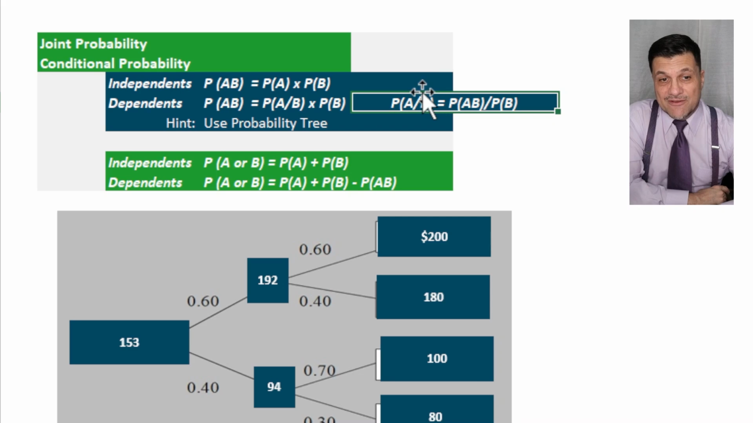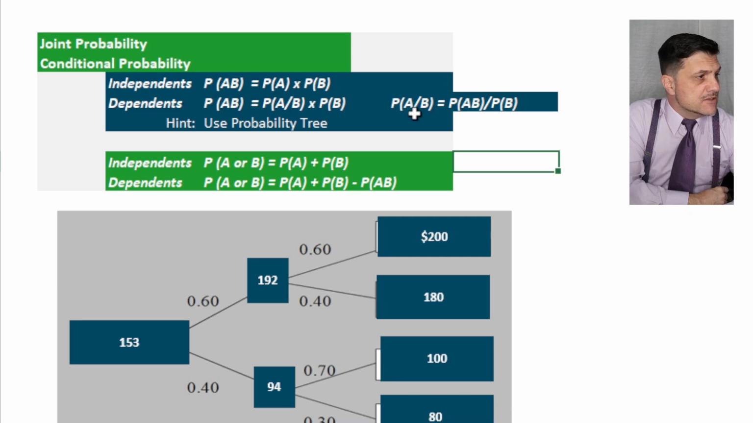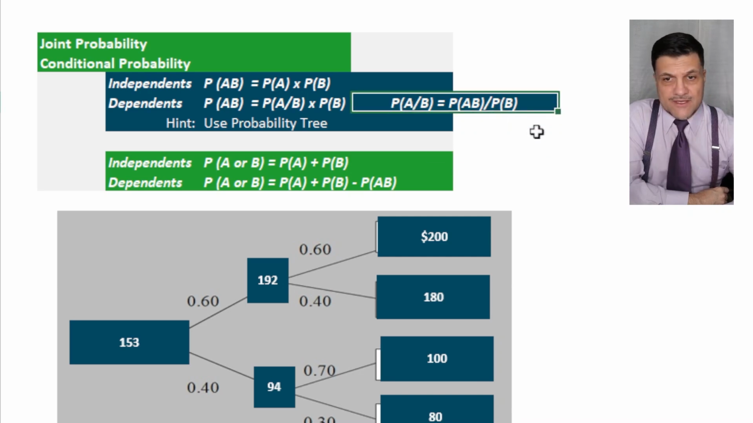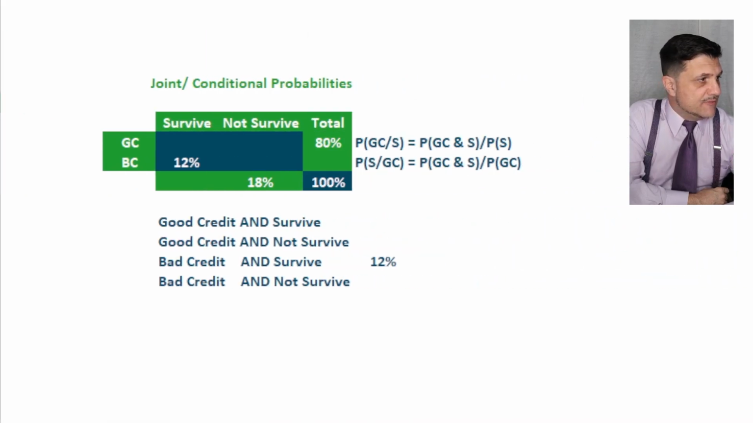So the given B, you have to divide it by the probability of the given, right? That's the scenario that has happened, okay? So that's how I would find it easier for you to remember, okay? Now, let's see something here to help, in my opinion, to understand this.